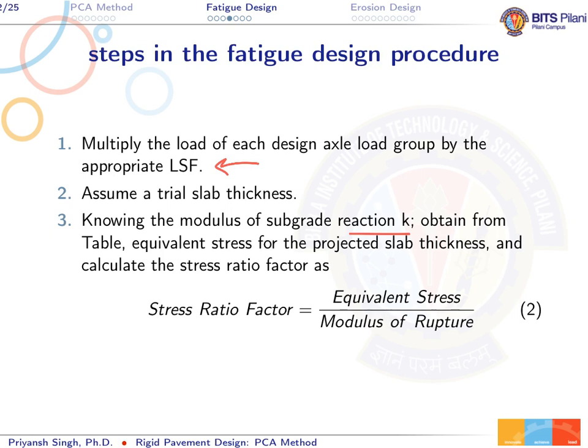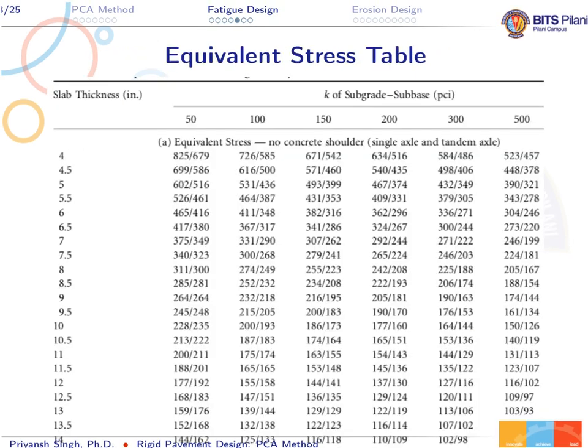Read the equivalent stress for the projected slab thickness and calculate the stress ratio factor. So the equivalent stress you need to read from the table, and the modulus of rupture will be given to you. The ratio of equivalent stress upon the modulus of rupture will give you the stress ratio factor. So this is the table. In this table there will be two classes: one for a pavement which has a concrete shoulder and one for a pavement which doesn't have a concrete shoulder. So this is the class when you don't have a concrete shoulder. Let's see how to read the table.